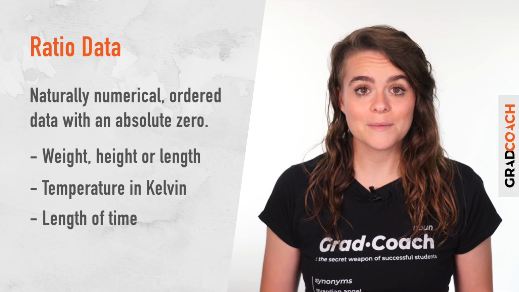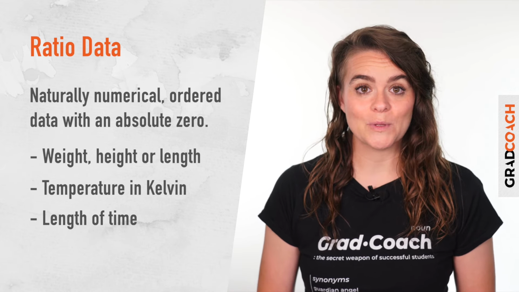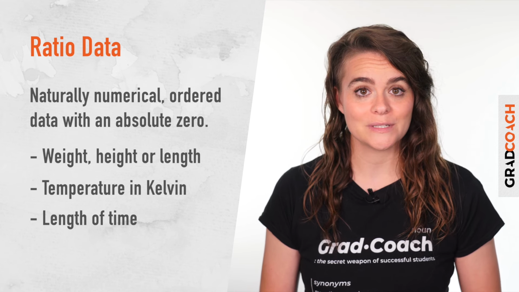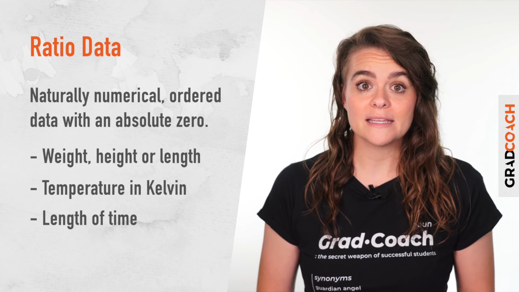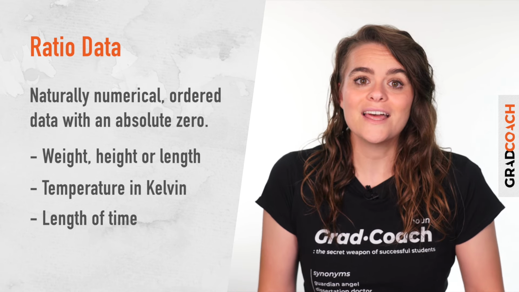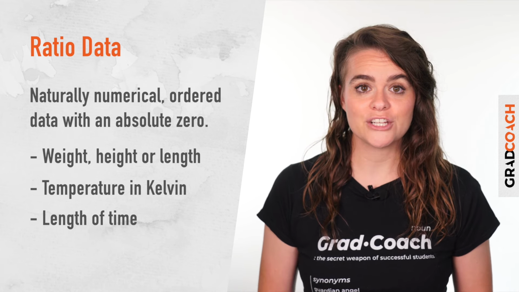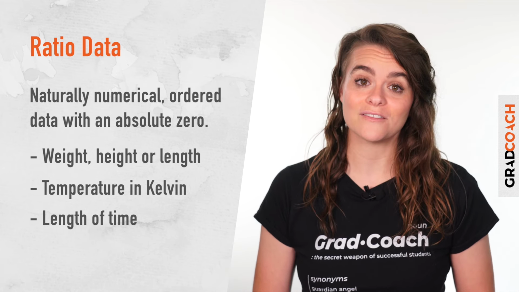A length of time, for example, seconds or minutes or hours. In all of these examples, the 0 point is absolute. 0 seconds quite literally means 0 duration. Similarly, 0 weight means weightless. In other words, it's not some arbitrary number. This is what makes ratio the most sophisticated level of measurement.